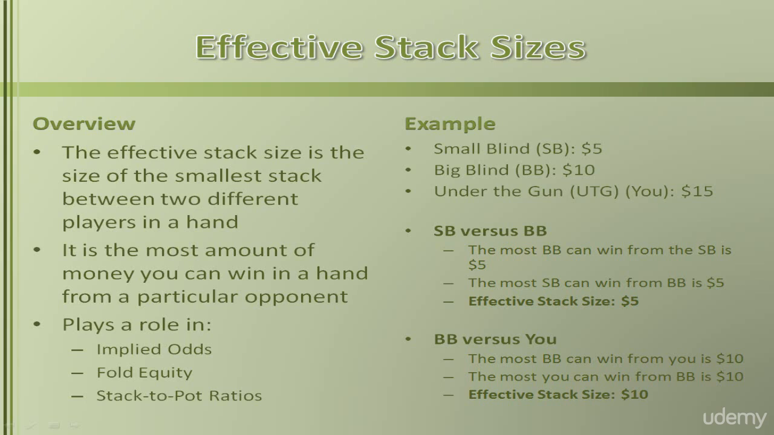Now let's take a look at a hand where you're playing against the big blind. So big blind has $10, you have $15. Effective stack size, this is going to be the smaller of the two, so the effective stack size is $10. Again, the most big blind can win from you is $10, and the most that you can win from the big blind is his whole stack, which is $10.